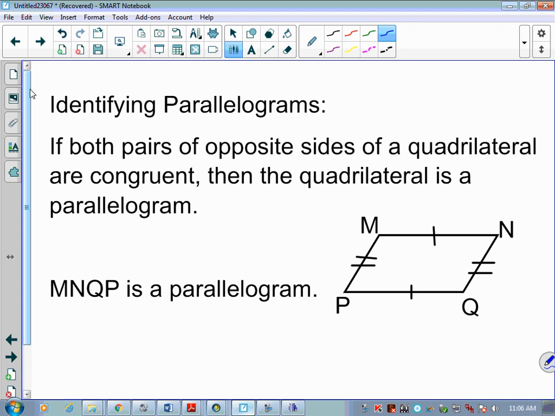So we find here, identifying parallelograms: if both pairs of opposite sides of a quadrilateral are congruent, then the quadrilateral is a parallelogram. Going back to that rule number 1, opposite sides are congruent in a parallelogram. This says if I have a quadrilateral and both pairs of opposite sides are congruent, then it's a parallelogram.